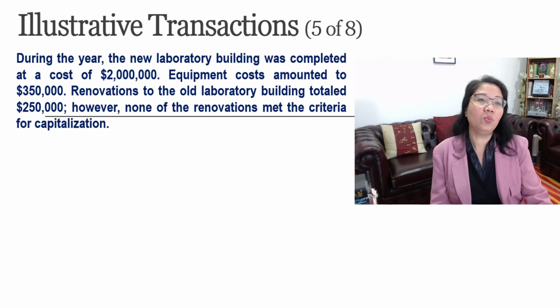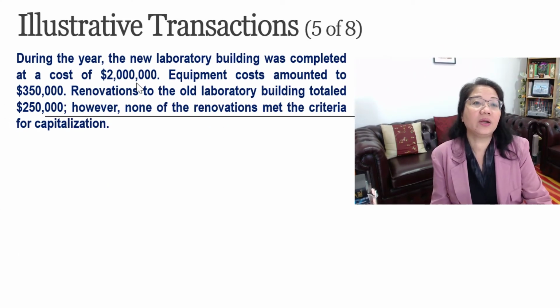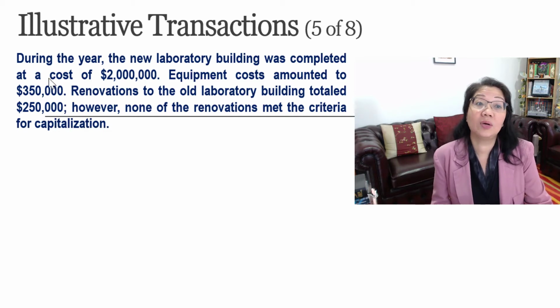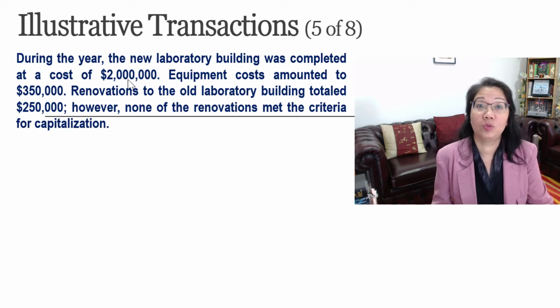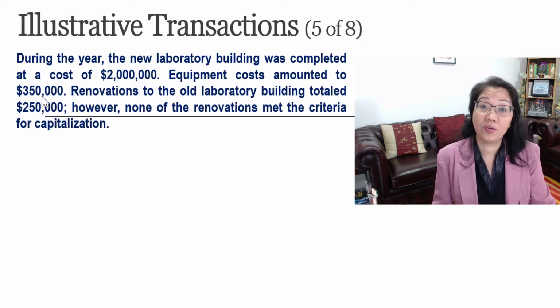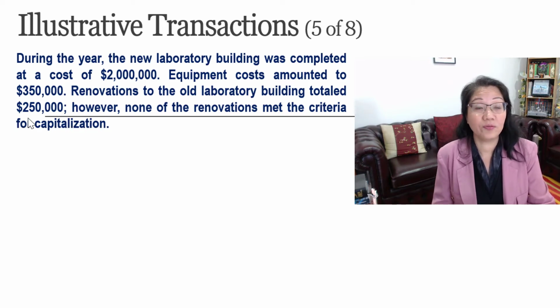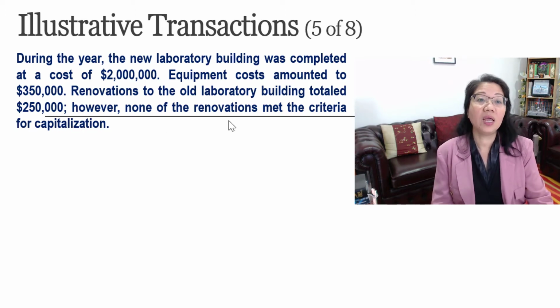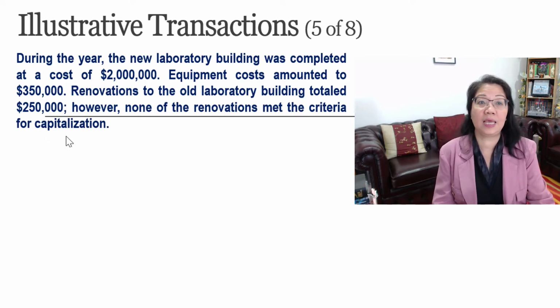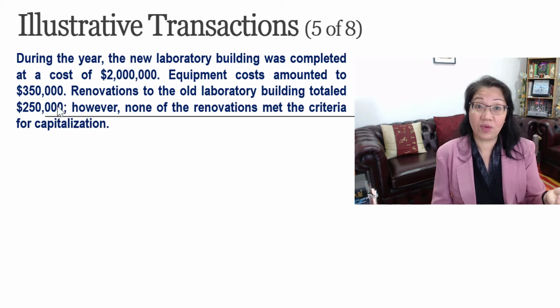500,000. Moving on, during the year, the new lab building was completed at a cost of $2 million. The equipment cost amounted to $350,000, and renovations to the old lab building totaled $250,000. However, none of the renovations met the criteria for capitalization. So it looks like the $250,000 renovation cost will not be capitalized.